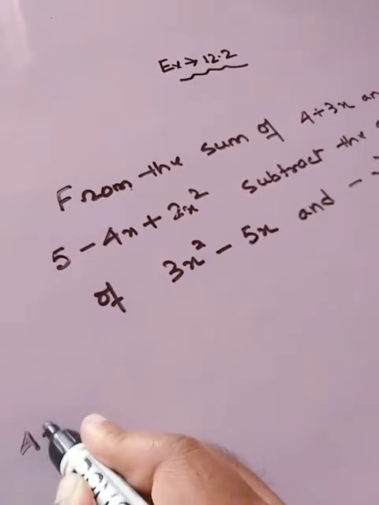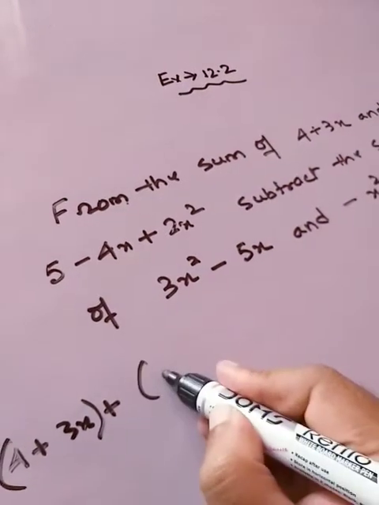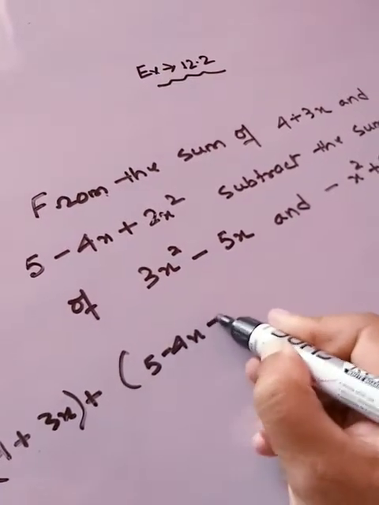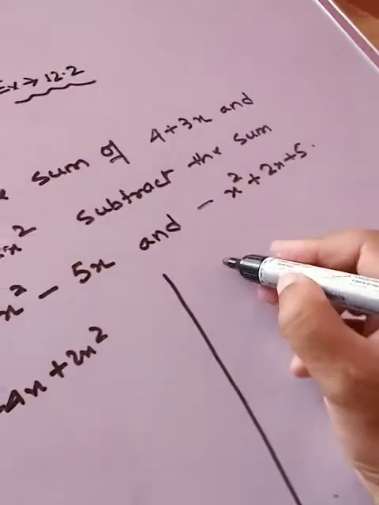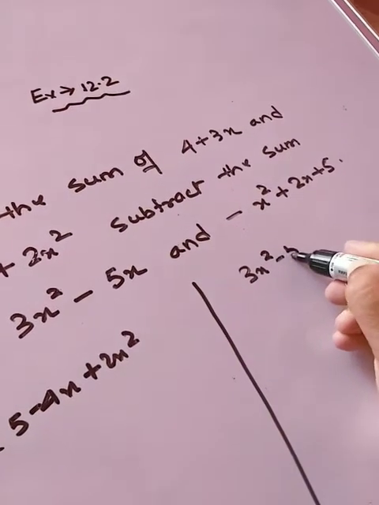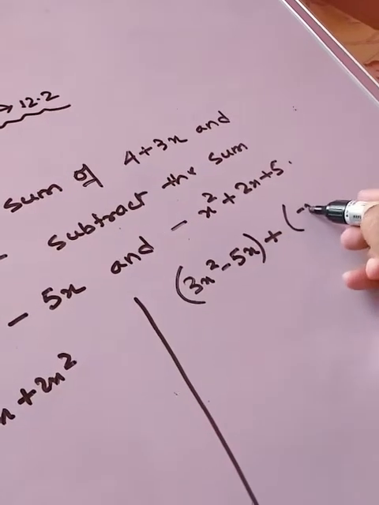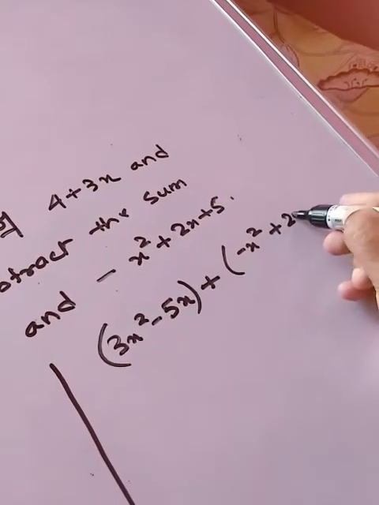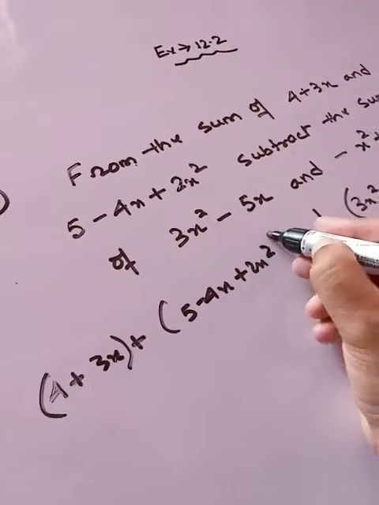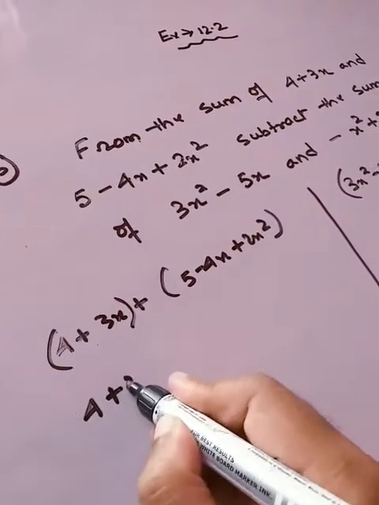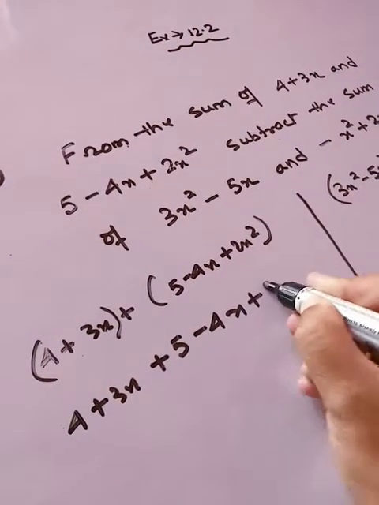So 4 plus 3x plus, put it inside the bracket, 5 minus 4x plus 2x square. At the same time you have to do the addition of these two also to get the sum. So put it inside the bracket, minus x square plus 2x plus 5. Okay, so first we'll do this one. First of all we'll open the bracket. So 4 plus 3x plus 5 minus 4x plus 2x square.